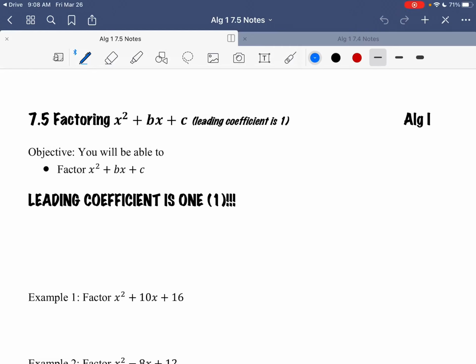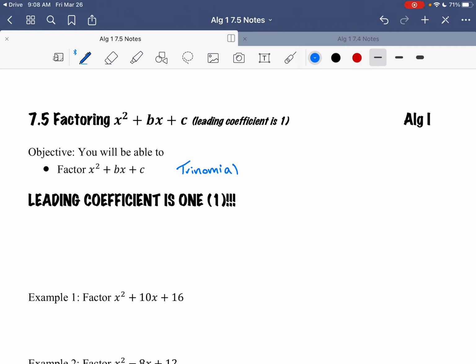Section 7.5, factoring x squared plus bx plus c. The leading coefficient is 1. So our objective for this lesson is going to be able to factor a trinomial. We are going to be factoring a trinomial.